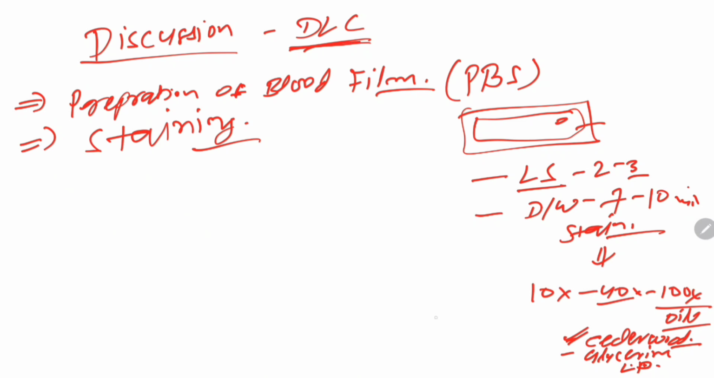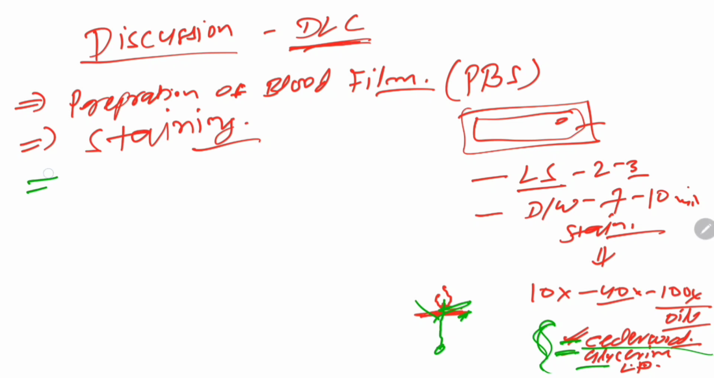And the objective lens is almost touching the glass slide. In between we have some cedar wood oil, glycerin, or liquid paraffin. Anything we can use. Why? Because the refractive index of these oils is almost similar to that of glass. So light will pass directly through, go directly to the objective lens, and we can see clearly. If light scatters, then it is very difficult to see the picture.